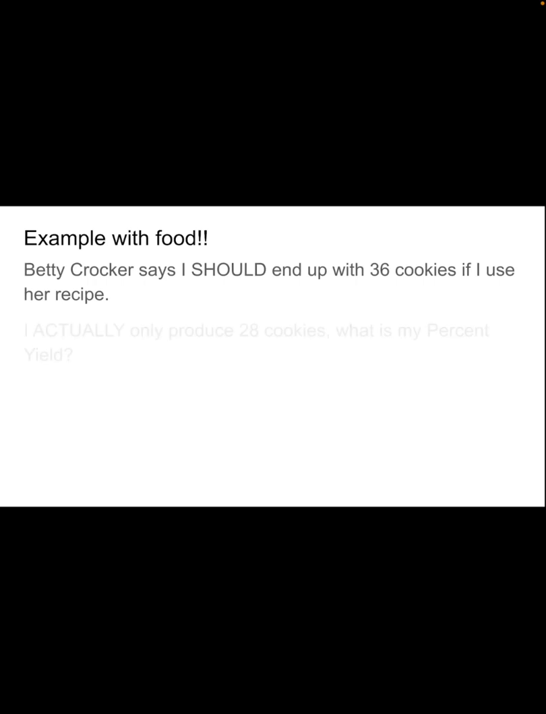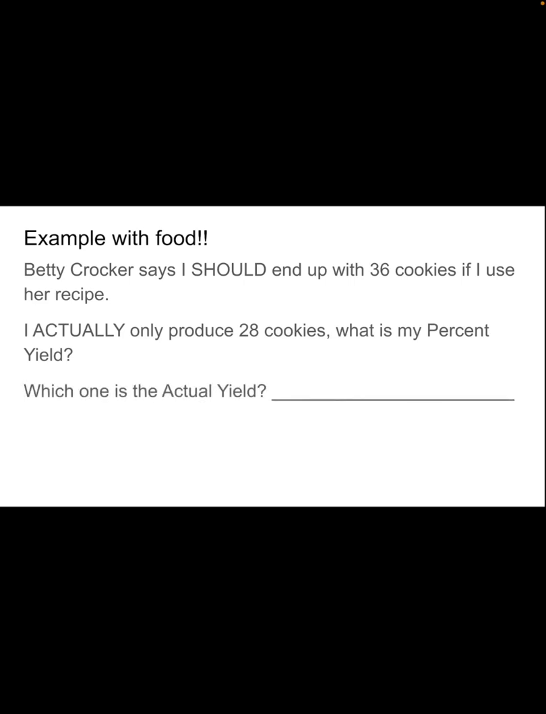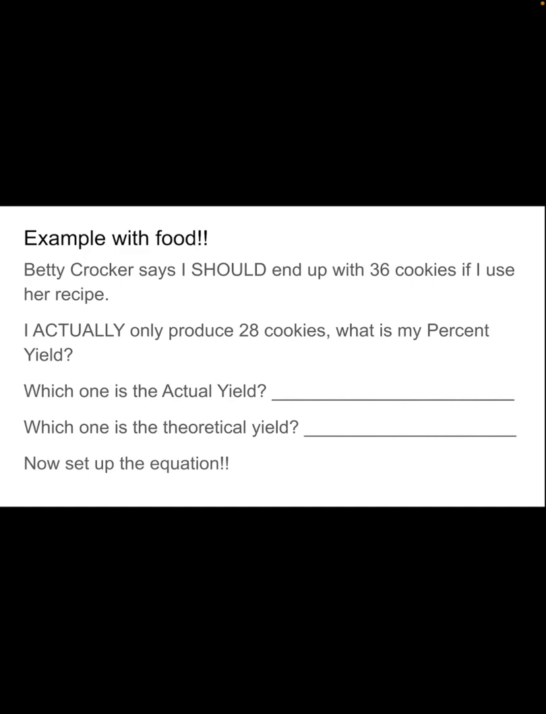So here's an example. Betty Crocker says I should end up with 36 cookies if I use her recipe. I use her recipe but only produce 28 cookies. What is my percent yield? So I'm going to do actual over theoretical and then multiply by 100. Actual was 28. Theoretical is 36.